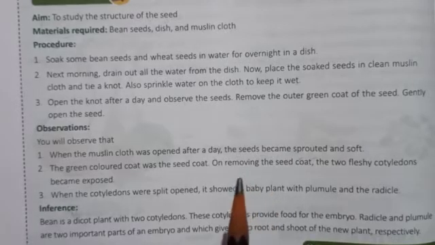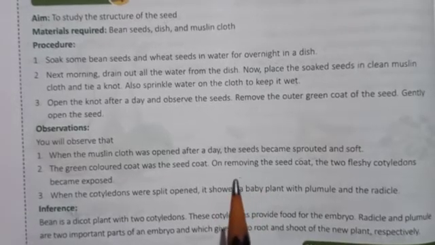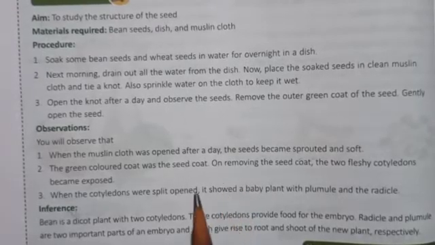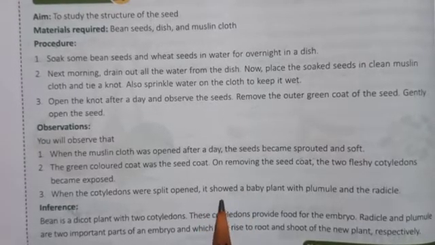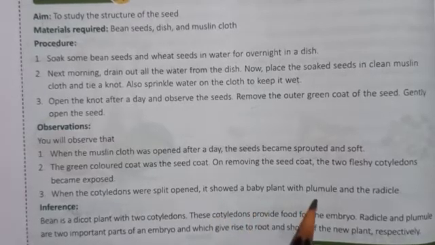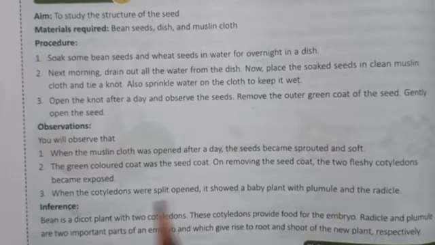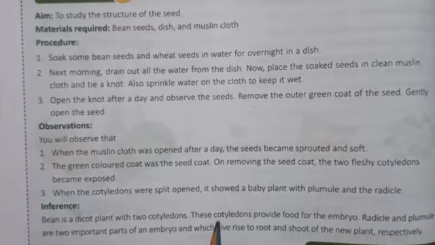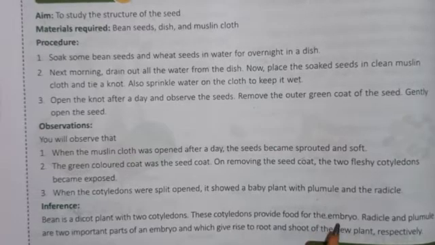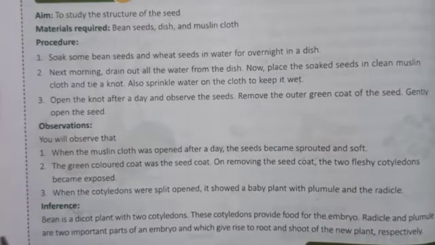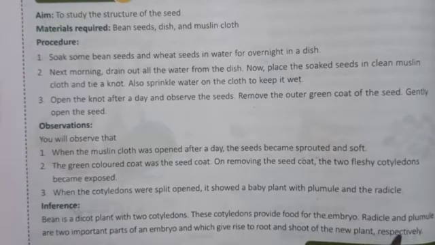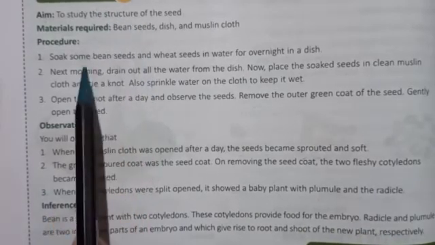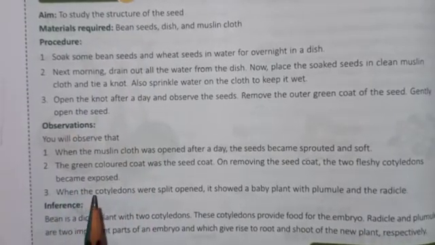When you split open the cotyledons, what will you observe? You will observe a baby plant with the plumule and the radicle. So the inference is that bean is a dicot plant with 2 cotyledons, and these cotyledons provide food for the embryo. The embryo is the baby plant. Radicle and plumule are 2 important parts of an embryo, which give rise to the root and shoot of the new plant respectively. All this you will write in your activity file.